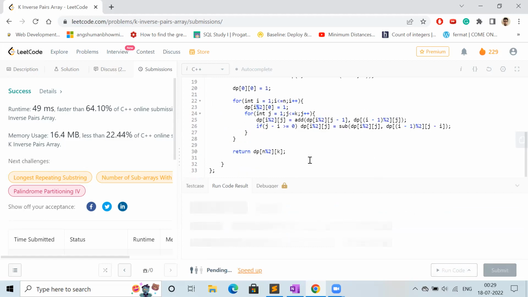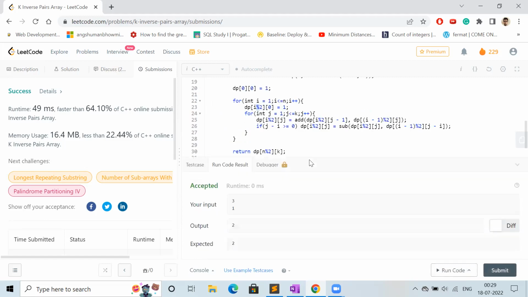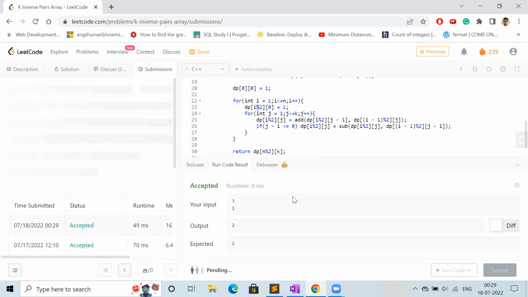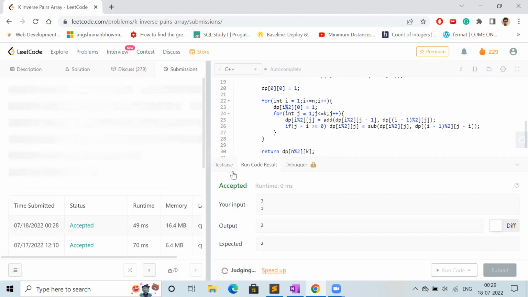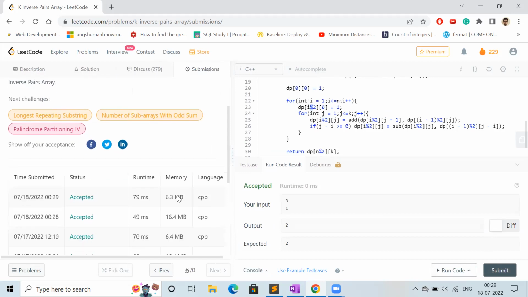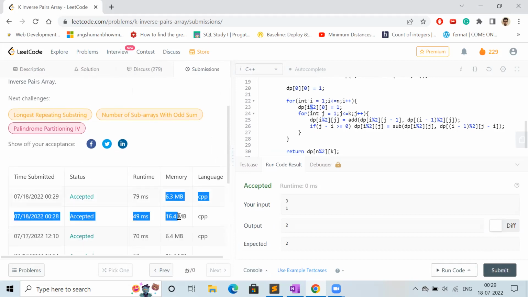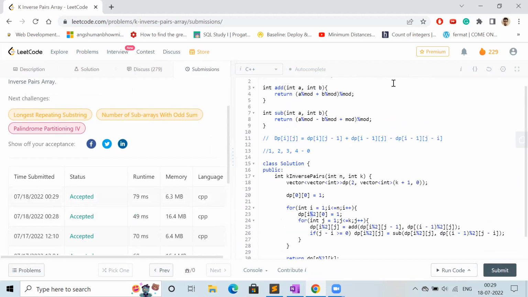So let's try running this. It works. Let's try submitting it again. So we can clearly notice a 10 MB difference in space because we reduced it from n squared to big O of n. That's all for this problem.